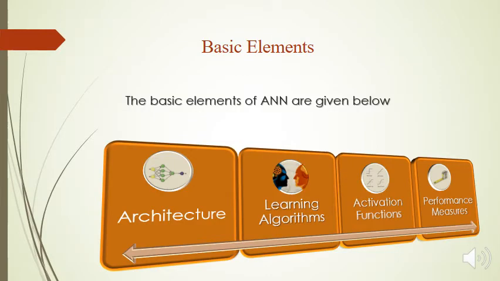All right, now we will talk about the basic elements of artificial neural networks, which are given below. They are architecture, learning algorithms, activation functions, and performance measures.